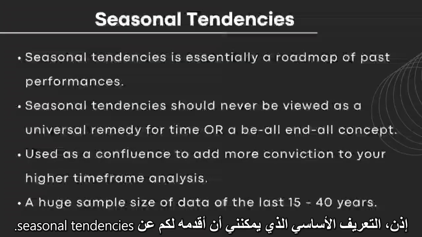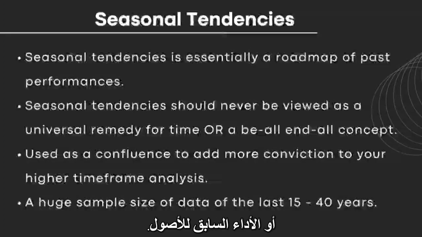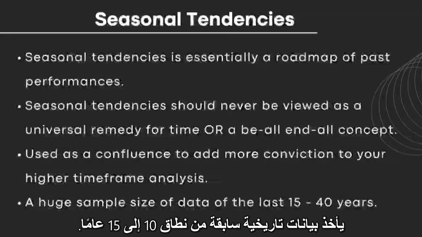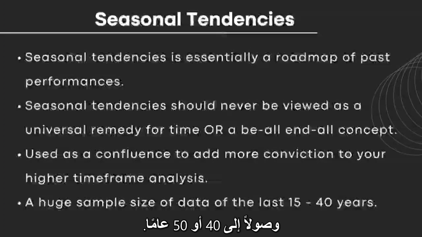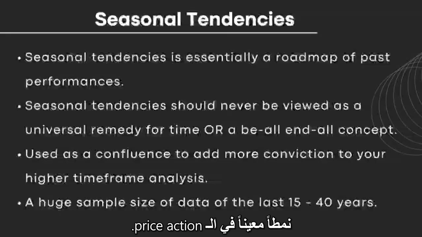So the basic definition I could give you for seasonal tendencies is that it's basically a roadmap of the past price action or past performance of assets and different markets, right? Now what I mean by that is that this particular concept takes past historical data from the range of 10 to 15 years all the way to 40, 50 years, and based off all of that data, it shows us a particular theme in price action for different pairs and markets.